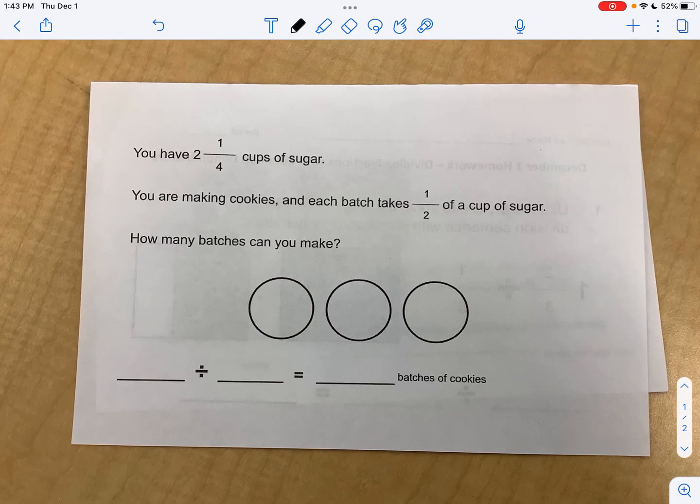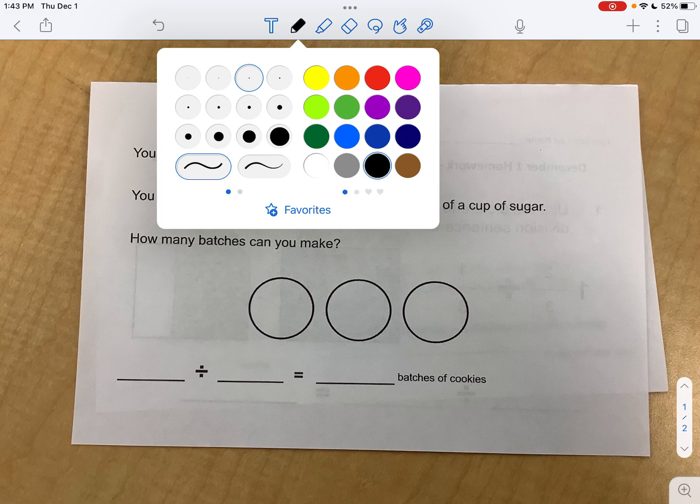Good afternoon, sixth graders. So this problem, the second problem on the homework, is something that we haven't talked about in 2 days. So I'm going to make the video on this problem so that you can have a little refresher on dividing fractions with remainders.